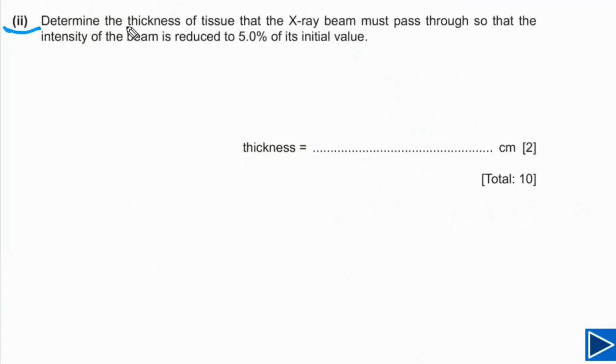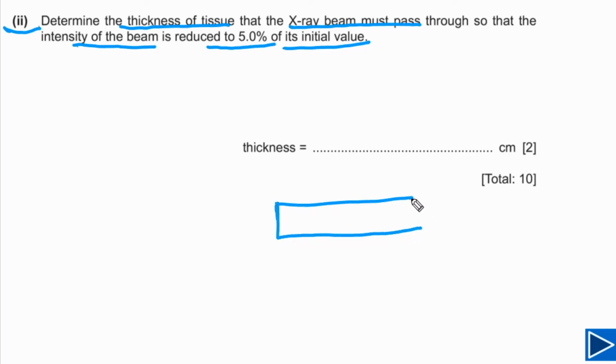For the second part, we need to determine the thickness of tissue that the X-ray beam must pass through so that the intensity of the beam is reduced to 5% of its initial value. Let's try to understand what the question is asking us. Imagine that we have this tissue. The question is simply asking us to find out the thickness of this tissue so that the intensity of the X-ray beam becomes 5%. Imagine that this is intensity on the y-axis and we have x, the thickness, on the x-axis.